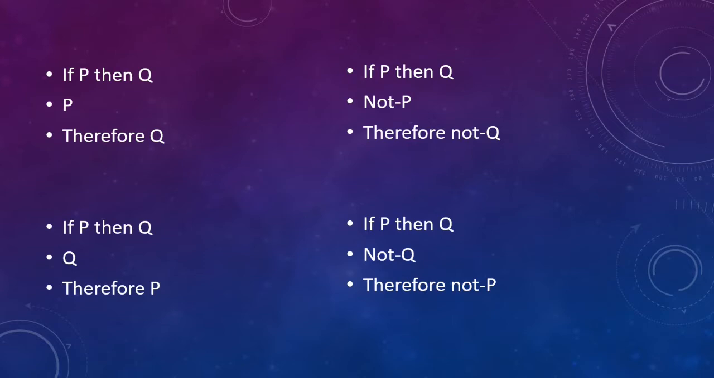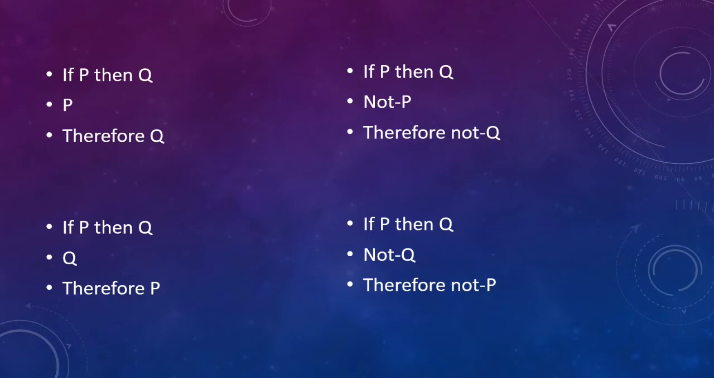So this one: if P then Q, P, therefore Q. Just remember what the conditional says. The conditional says anytime the first part is true, the second part has to be true as well. So if the conditional is true, you know that given the first part, the second part follows. So this is a good one. This one's modus ponens.